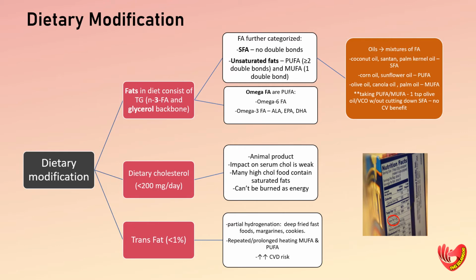some processed foods. Trans fat are created through a process of partial hydrogenation. Major sources of trans fat are deep-fried fast foods, margarines and commercially baked cookies. Repeated or prolonged heating of MUFA and PUFA may convert them to trans fat. Trans fat increases the risk of CVD more than any other macronutrient on a per-calorie basis. The intake should be kept at less than 1% of total calories.